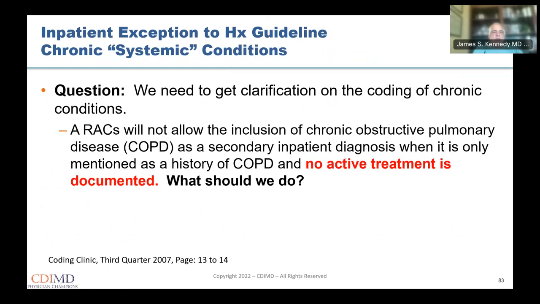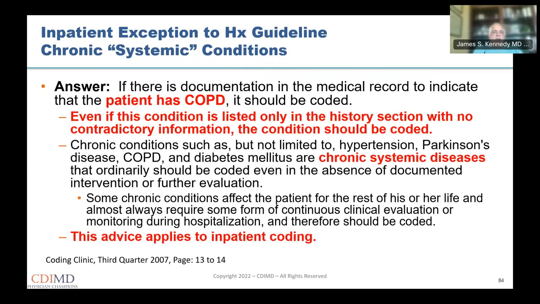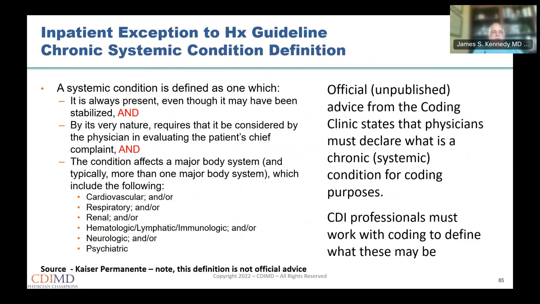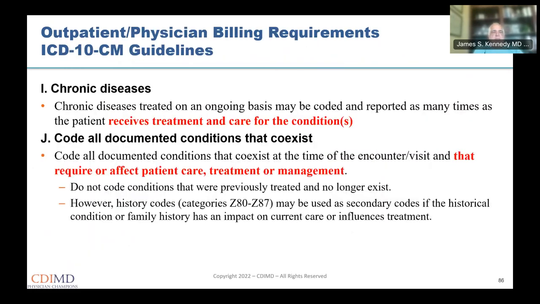One exception, however, is chronic conditions. So what do you do with a chronic condition like COPD where there is no active treatment? The Coding Clinic did give an exception for chronic conditions such as hypertension, Parkinson's disease, COPD, and diabetes as chronic systemic conditions for inpatient coding. So therefore, these are conditions that by themselves are stable. They're always present. They are considered by the physician in evaluating the patient's chief complaint. They affect a major body system. So on the inpatient environment, there's a lot more leeway for the chronic conditions, because it is perceived that those will always affect an inpatient environment.